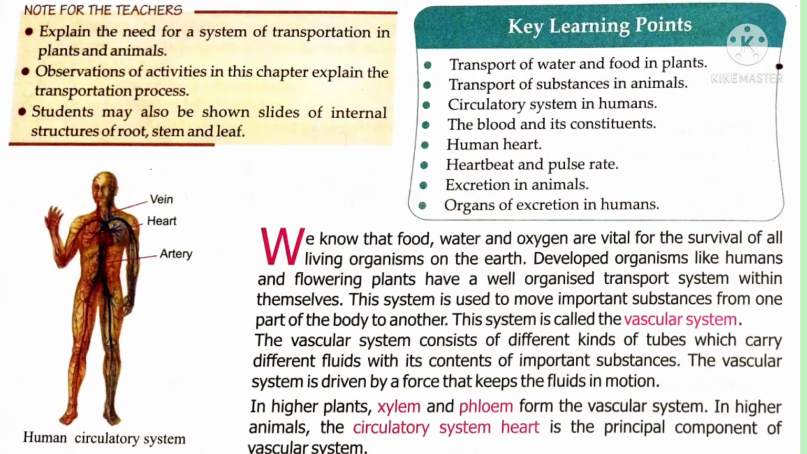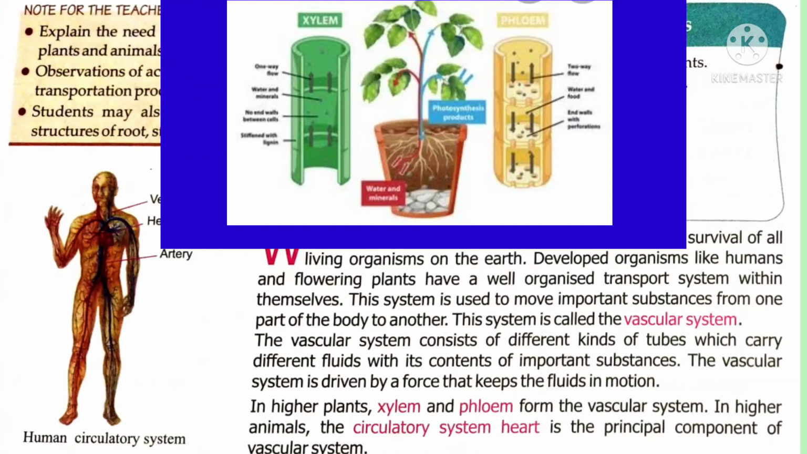In plants, these vascular tissues are called xylem and phloem. Xylem is responsible for transporting water and minerals, whereas phloem is responsible for transporting food materials, which is prepared by the plant, that is, the leaf of the plant.